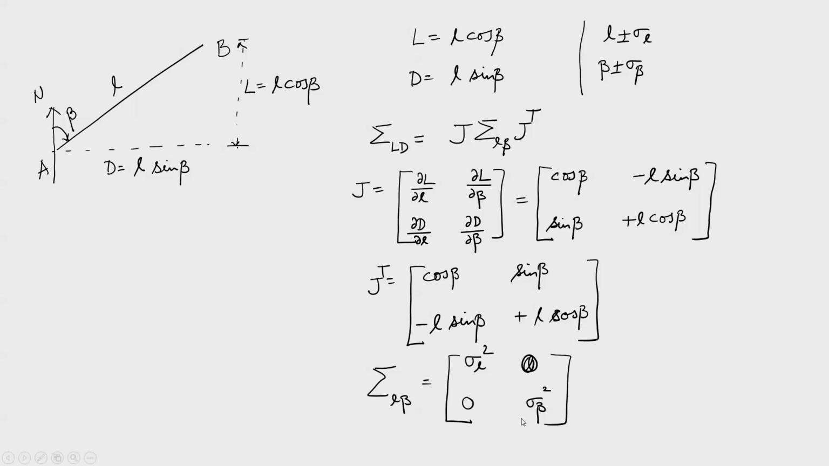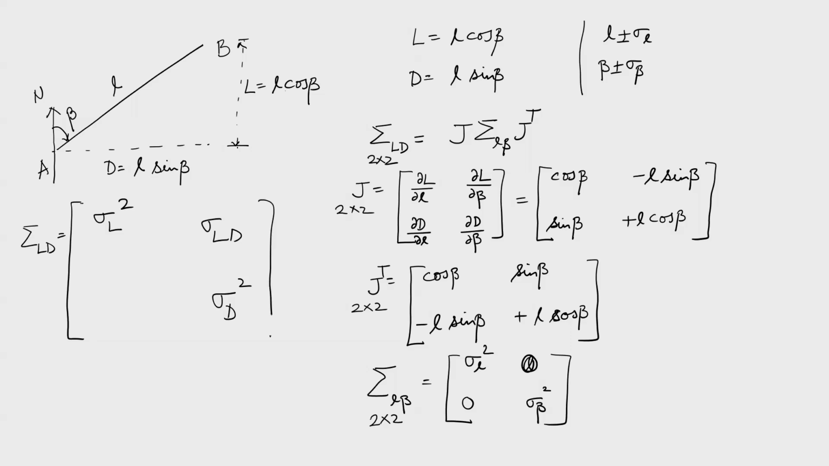And now, if you find out sigma LD, what should be the size of the sigma LD? Let us look into that. Okay, what is the size of J? J is of size 2 by 2, J transpose is again 2 by 2. So, if you multiply 3 matrices of 2 by 2, sigma LD will be 2 by 2, and if you try to calculate yourself, you will get an answer like this. Sigma LD is equal to sigma L square, sigma D square, sigma LD and sigma LD here. This is a 2 by 2 matrix here.